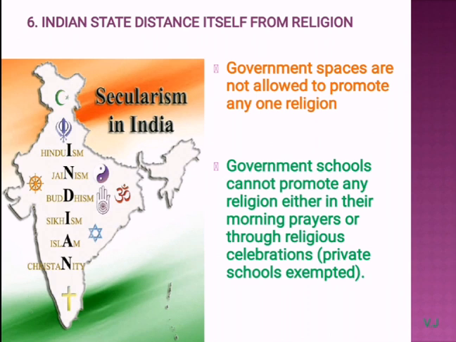For example, the government schools. In government schools, we cannot find any religious images, statues, or religious festivals. We can follow any religious festivals, but in government schools, government places, or public places, we are not promoting any one religion. And second, the government schools cannot promote any religion either in their morning prayers or through religious celebrations. Private schools are exempted.